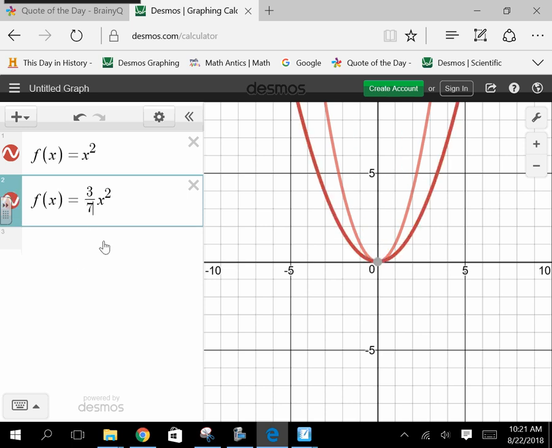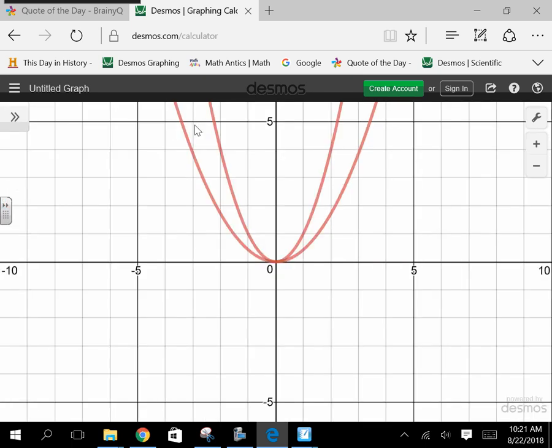So notice the child is in darker red. Okay. I took the parent and I vertically shrank it. So if I shrink this parabola, it's going to get wider. You see? That's called a vertical shrink. If I take it and stretch it, it's going to get thinner. So a vertical shrink versus a vertical stretch.